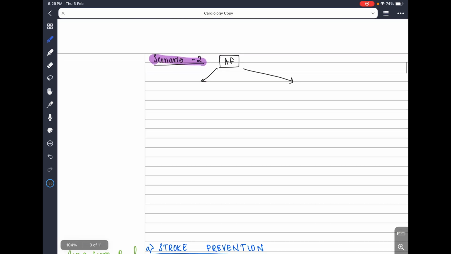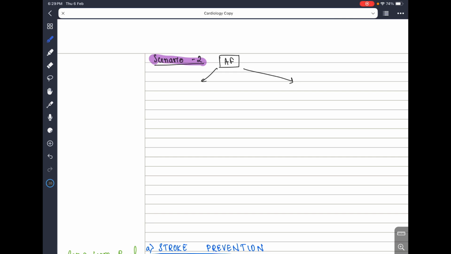Now, in the second scenario, you will see the duration, that is, since how long the patient has had atrial fibrillation. This is a very important scenario. The risk of developing thrombus increases after 48 hours. The patient is likely to have a thrombus in the left atrial appendage if the duration of atrial fibrillation is more than 48 hours. If it's less than 48 hours, the risk is slightly lower.